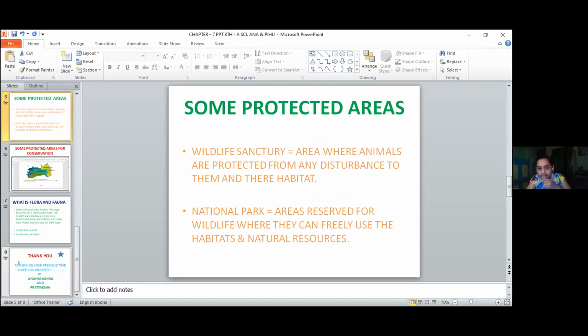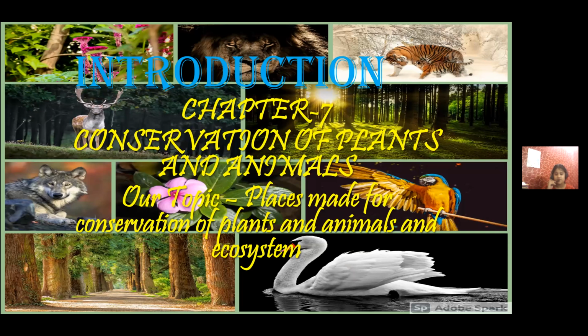Some protected areas. Wildlife sanctuary: an area where animals are protected from any disturbance to them and their habitat. National park: areas reserved for wildlife where they can freely use the habitat and natural resources. Biosphere reserve: places made for conservation of plants, animals and ecosystem.